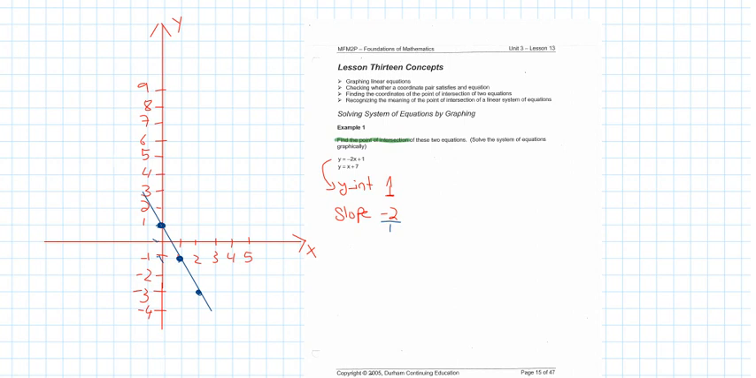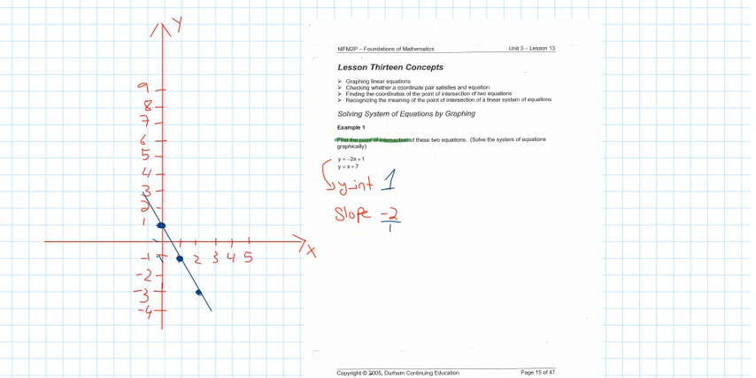Which one? This one? This one? No, that's a -1. This one, that's a 1. This one right here, that's a 1. Number 1. Okay, so let's look at my second equation.